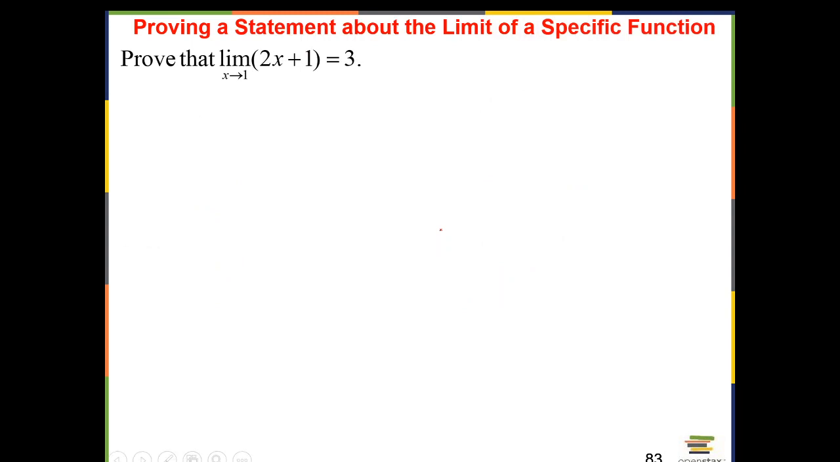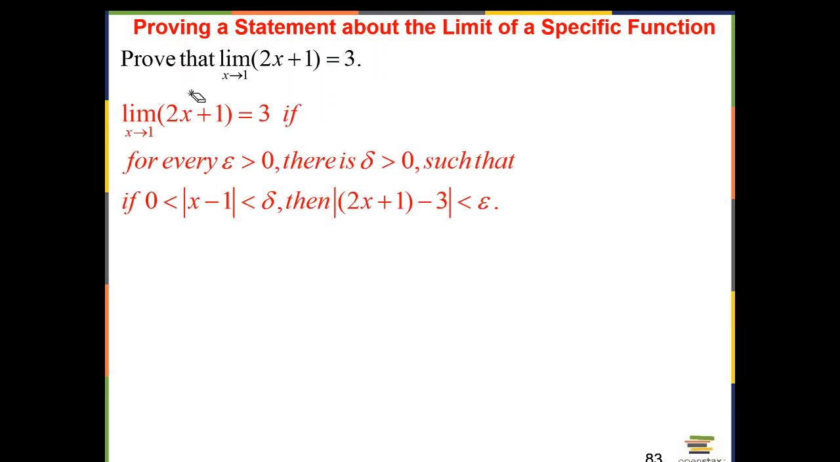All right, so let's prove one of these. How do we do that? Well, first we write the statement. The statement says that the limit of 2x plus 1 when x approaches 1 equals 3, if for every epsilon greater than 0 there is a delta greater than 0 such that if this is true, then this is true, right?